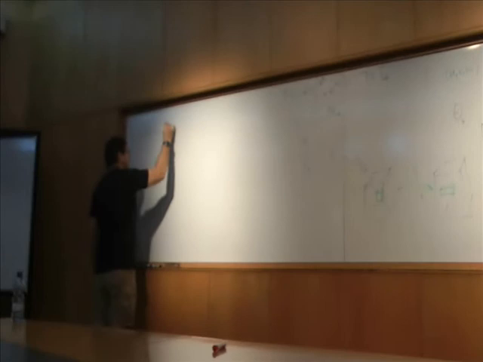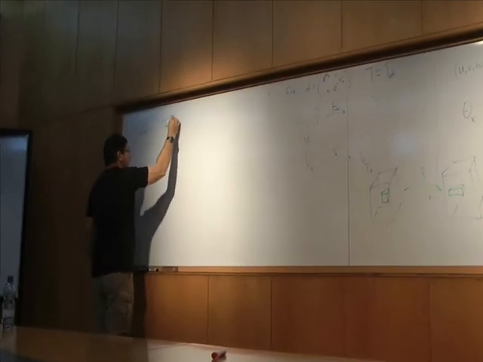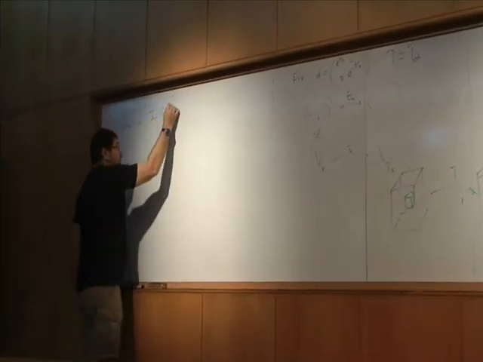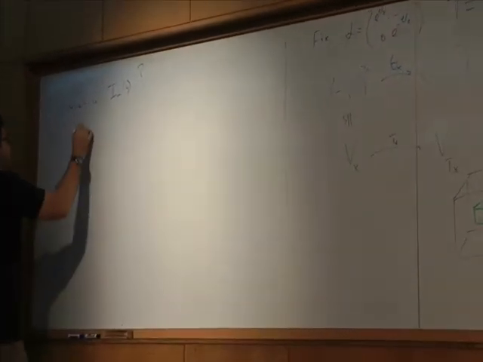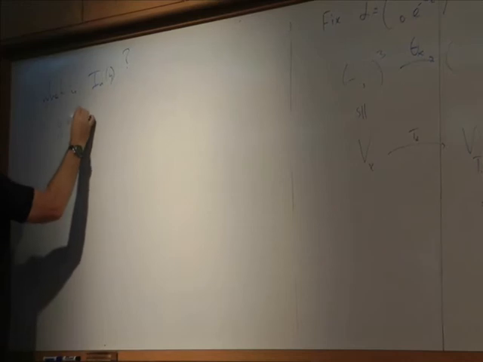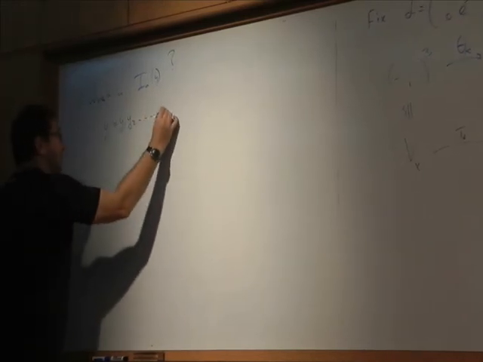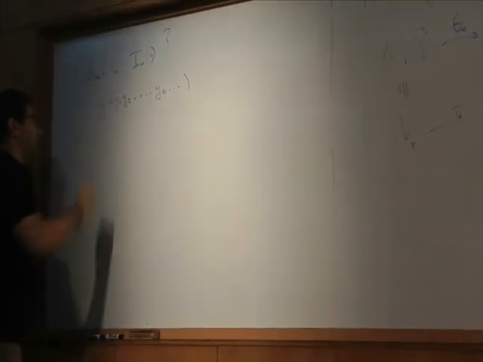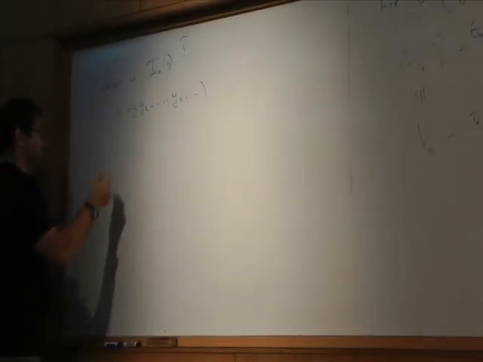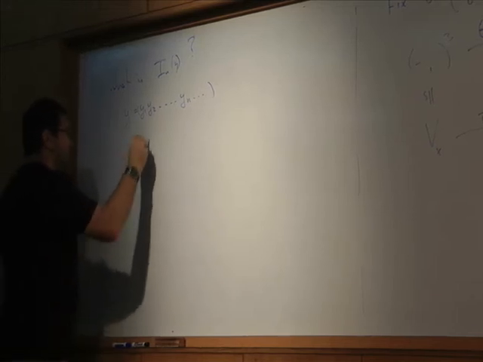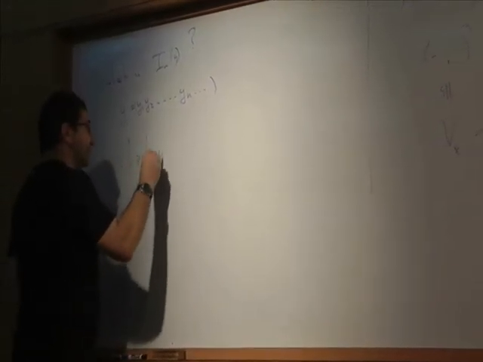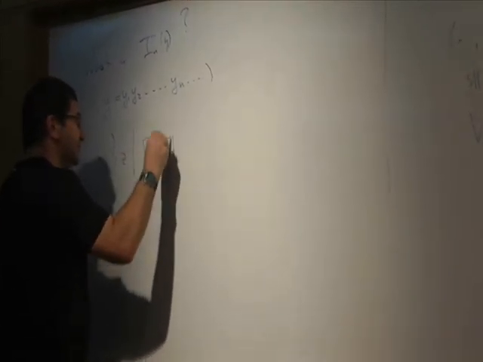So what is H_n, or H_1? Well, if y is y1, y2, and so on, yn, and so on, then you are trying to look at the size of the set of all sequences which agree with y for the first n symbols.